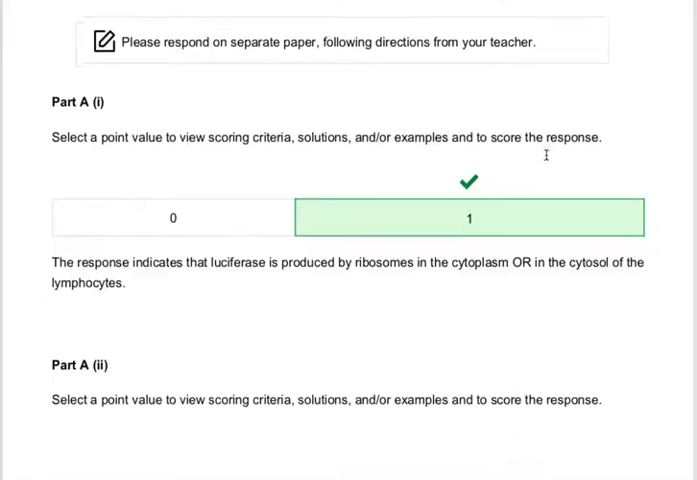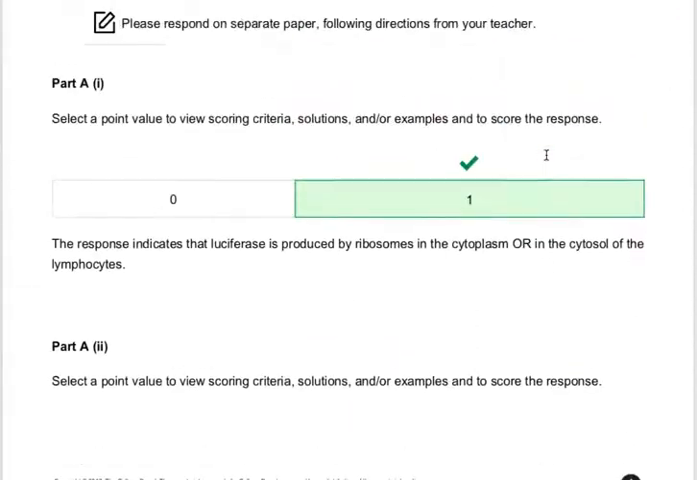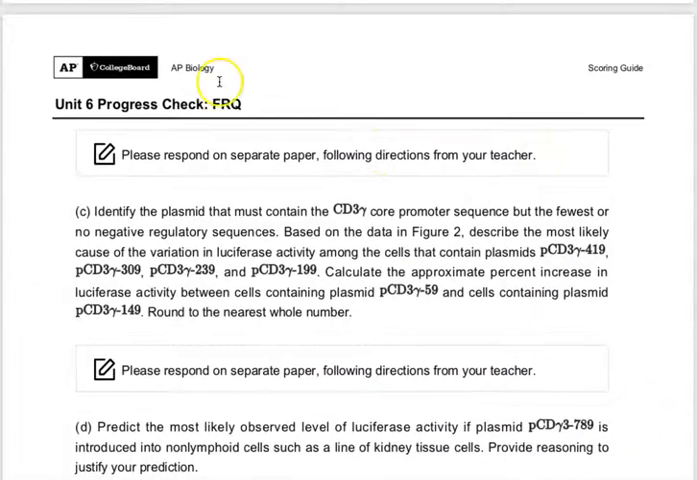Okay, so part C. Sorry, let's go to part C. Identify the plasmid that must contain the CD3 core promoter sequence, but the fewest or no negative regulatory sequences. Based on the data in Figure 2, describe the most likely cause of the variation in luciferase activity among the cells containing plasmids 419, 309, 239, and 199. Calculate the approximate percent increase in luciferase activity between cells containing plasmid 59 and 149. Round to the nearest whole number.